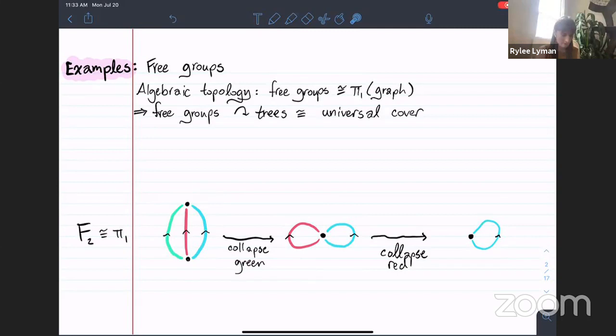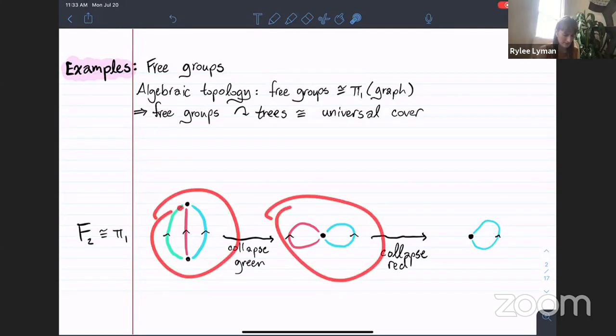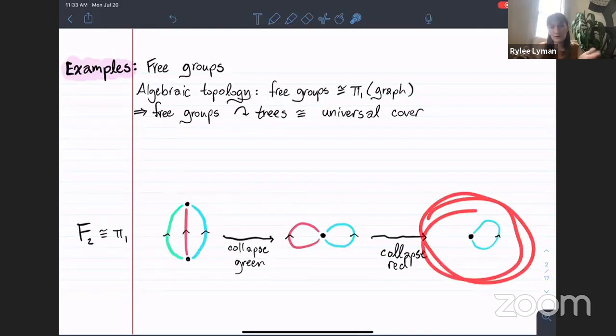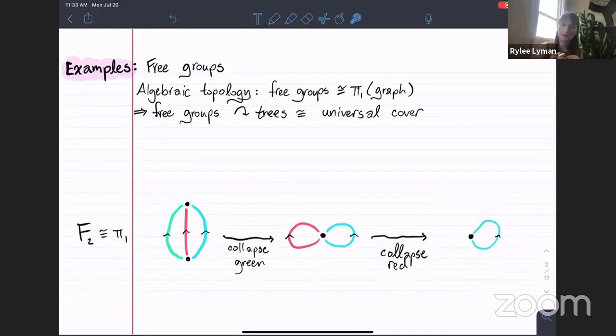And there's a way to go from this graph to this graph by collapsing the green edge. And this graph, in terms of algebraic topology, does not have fundamental group free of rank 2, but I will tell you a way to collapse the tree that it acts on so that the quotient looks like this. So let's do that.